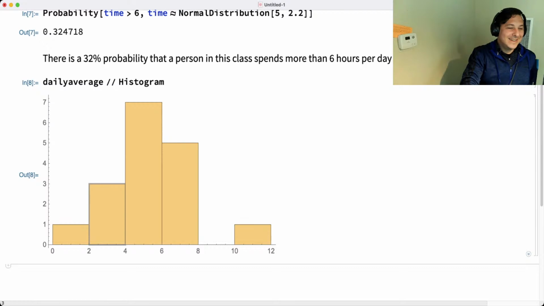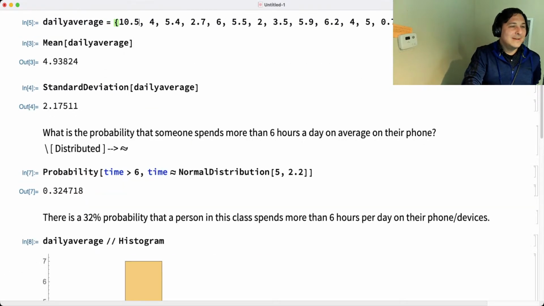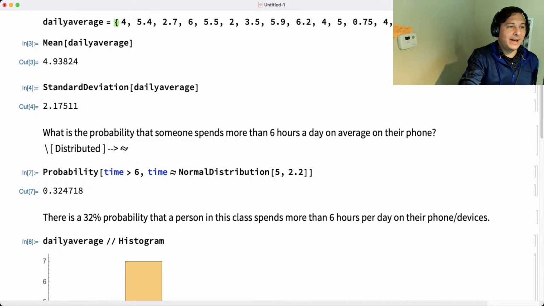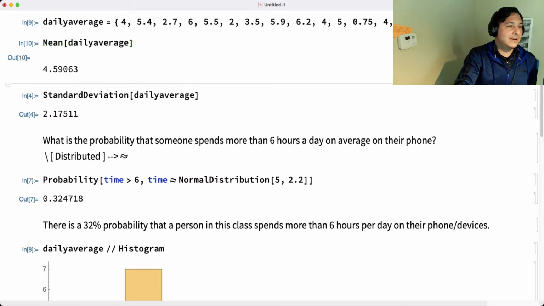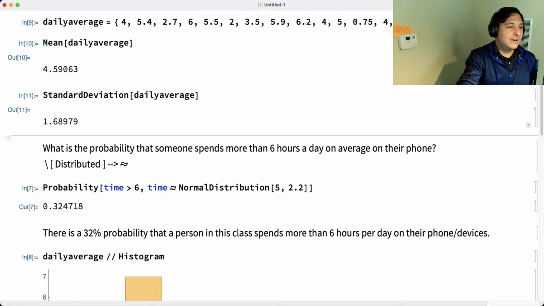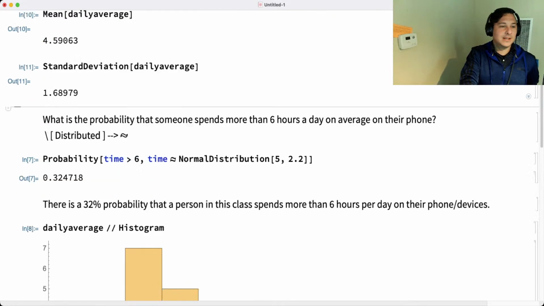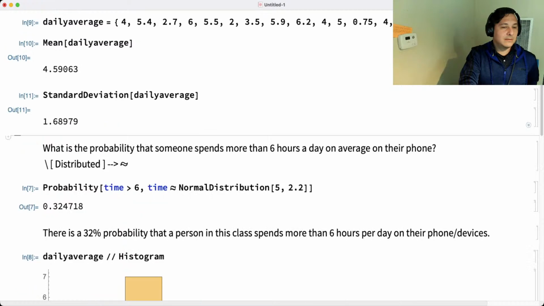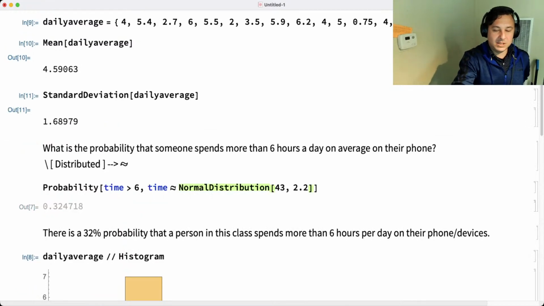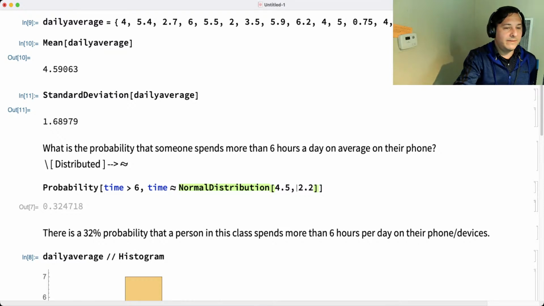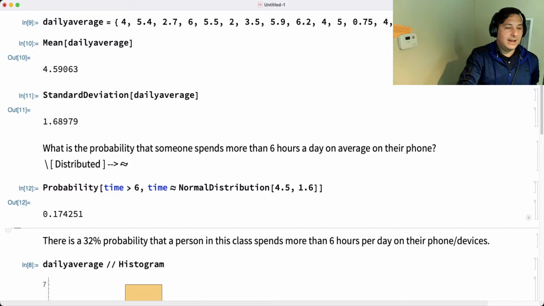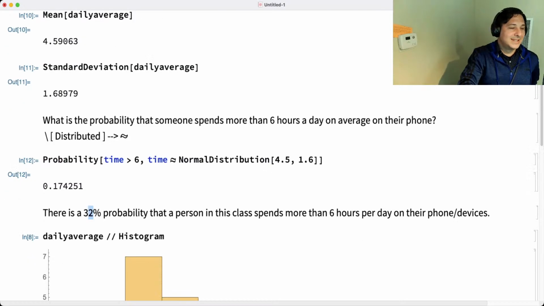Yeah, I know, that was me. If you throw me out, let's see what happens. If you get rid of 10.5 and rerun, the average is 4.5 and the standard deviation is 1.6. So actually, let's rerun it. Excluding me, the average is 4.5 and the standard deviation is 1.6. And it becomes a 17% chance.